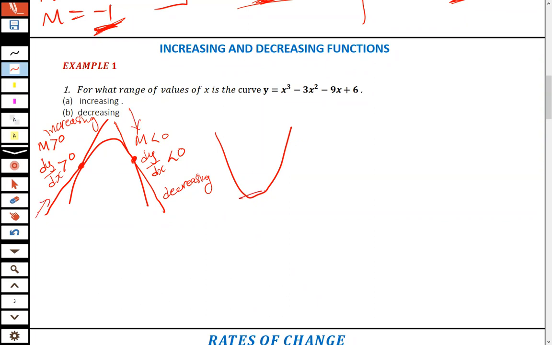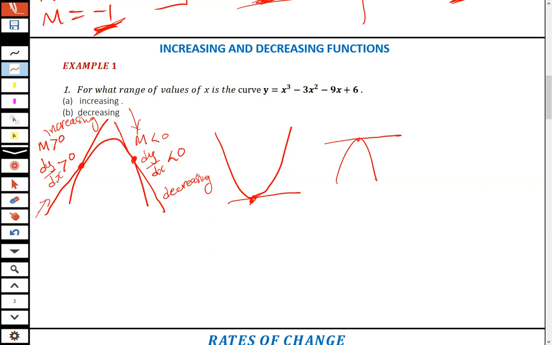What of this part here, which is neither increasing nor decreasing? Sometimes it can even be on top, but in this case it's down. Sometimes you can have a function like that, and then it will just be there. What do we call this? This is a stationary point. At this point, where the gradient is neither increasing nor decreasing, we call it a stationary point.